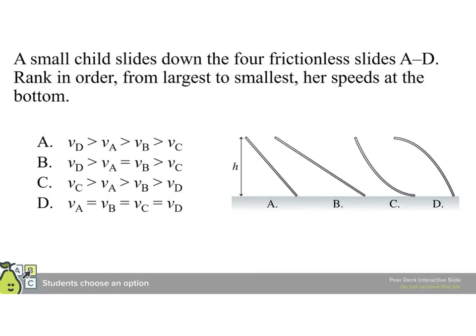A small child slides down the 4 frictionless slides as shown. Rank in order from largest to smallest the speeds at the bottom. Okay, by now it's probably no surprise at all, and you're probably getting a little tired of it, but it doesn't matter how their track is or how long it takes to get there or how far they have to travel. All that matters is the height. The height's the same, so therefore the velocities are the same.